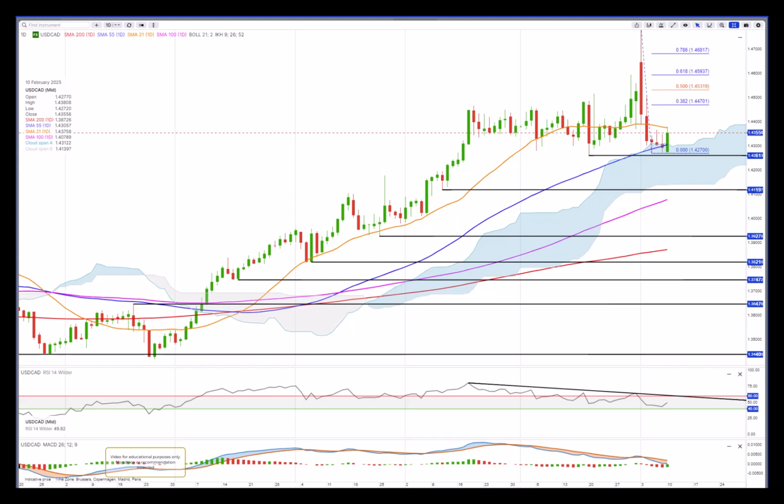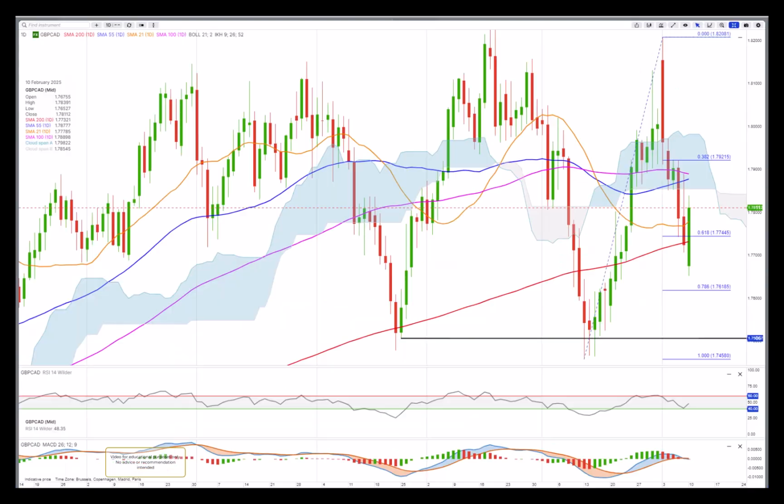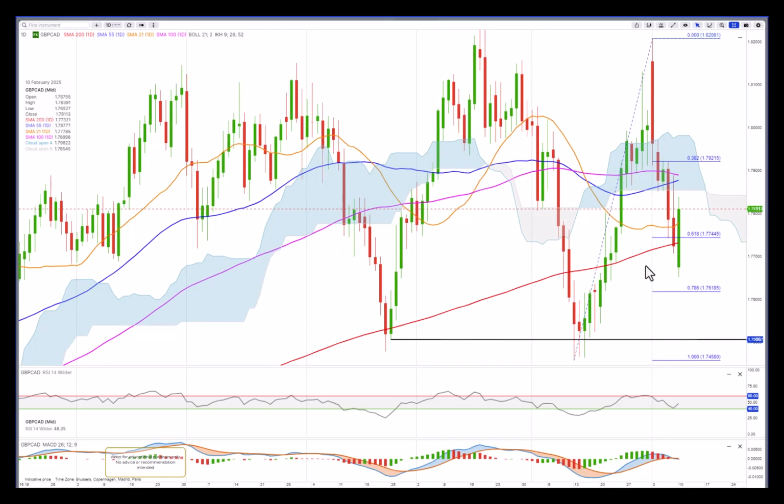Sterling Canada extremely volatile this morning. Well, not volatile because it actually started low and then buyers just came in and lifted it.